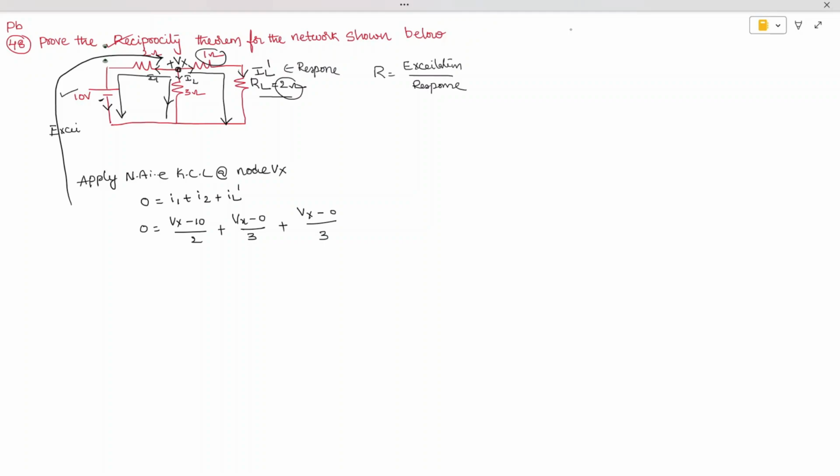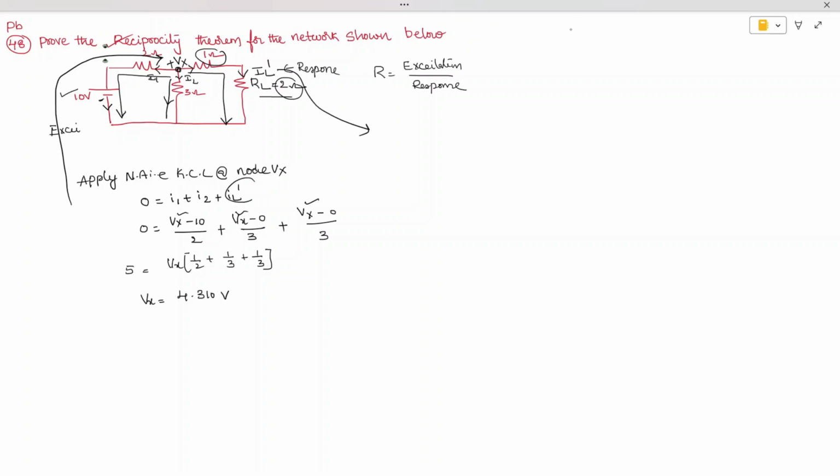So now this will come like this, is nothing but minus 5 plus 5 is equal to, take Vx as a common term. So then we are going to get Vx of 1 by 2 plus 1 by 3 plus 1 by 3. Just use your calculator and determine the value of Vx. Therefore, you are going to get the voltage as 4.310 volts.